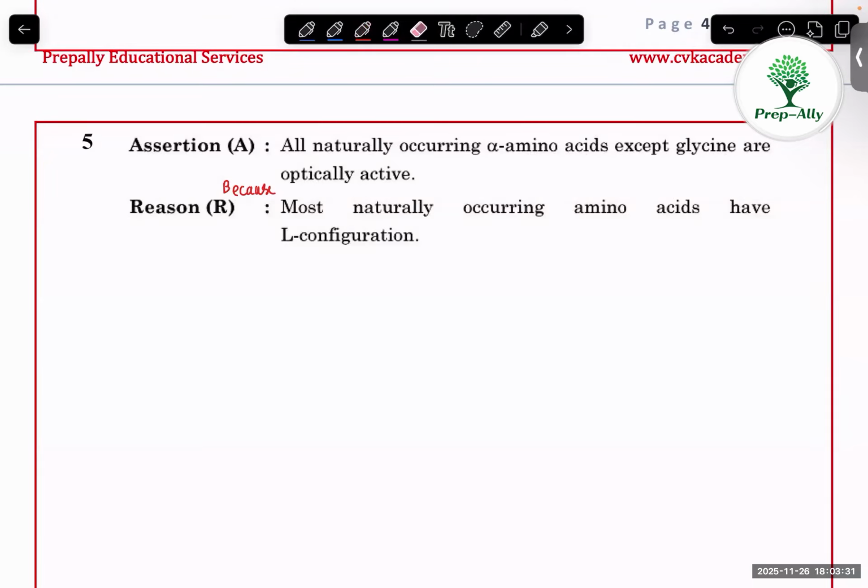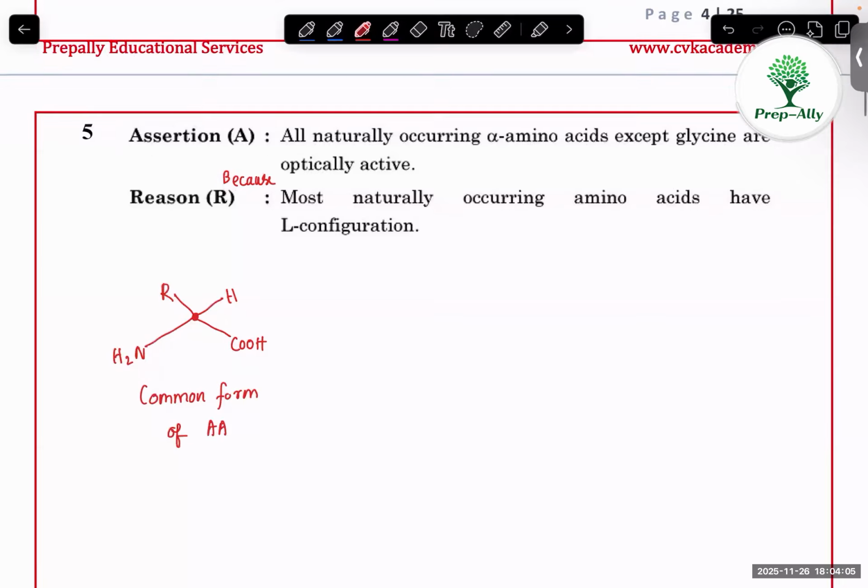So here, all naturally occurring alpha amino acids except glycine are optically active. That is correct only. Optically active means we have a carbon which is surrounded by 4 different groups. In every amino acid, on one side you have the amino group, on the other side you have the COOH group, and one hydrogen, and one R group. This is the common form of amino acids.